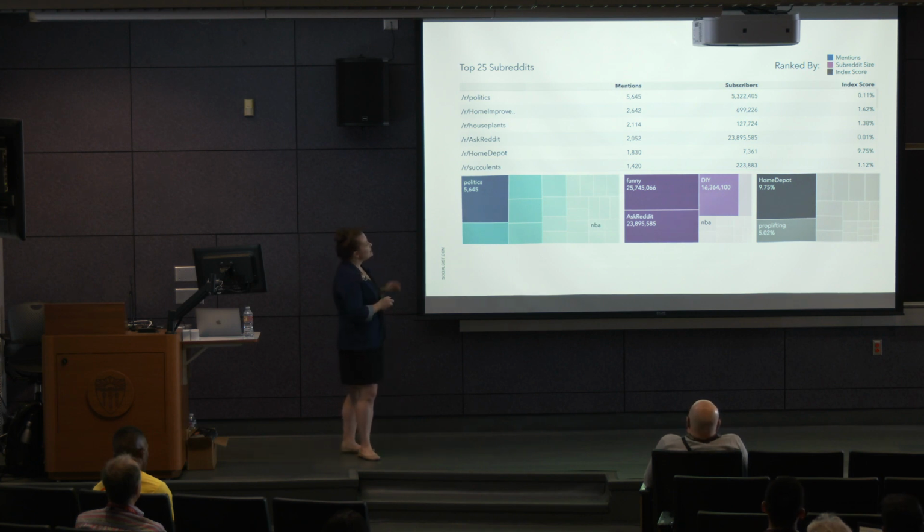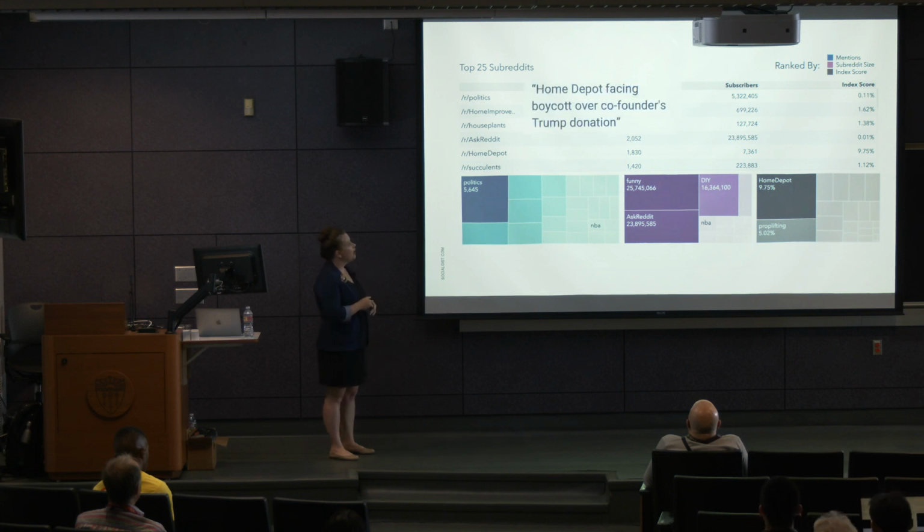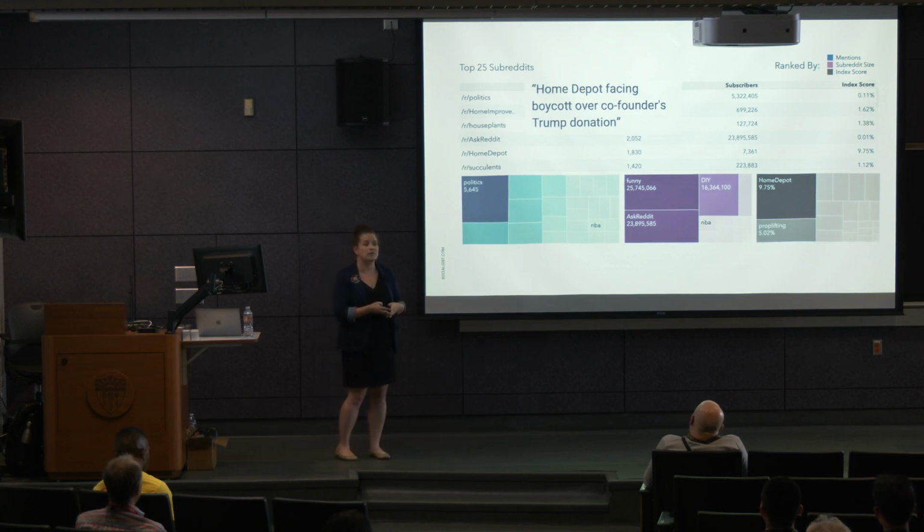I was a little surprised when I first ran this to see that politics was at the top of the list when it came to Home Depot. I was expecting it to be the Home Depot subreddit or something more related to home improvement. But if I click in and show an example, "Home Depot facing boycott over co-founder's Trump donation." So that's why this conversation is happening. It's because people are talking about this boycott. So good for me to know if I'm Home Depot, obviously. In terms of thinking about where I might want to put my ads, probably not politics. I probably don't want to touch that subreddit.